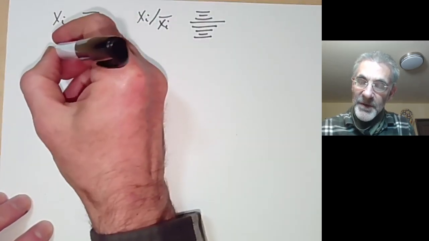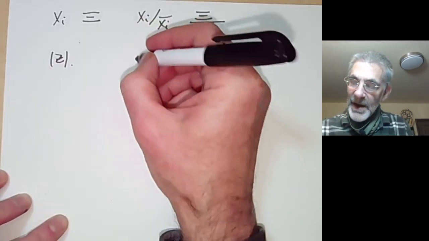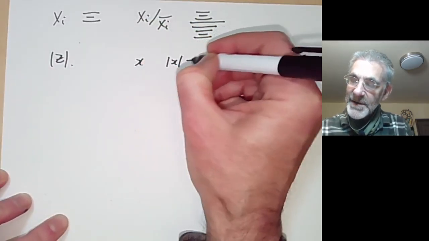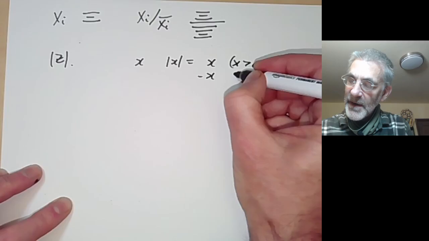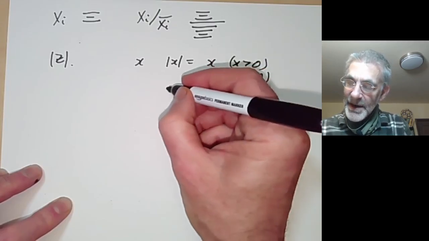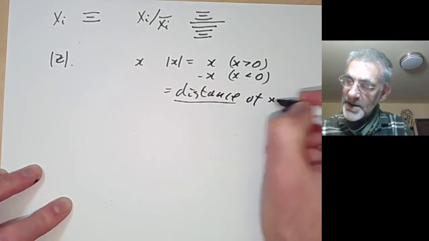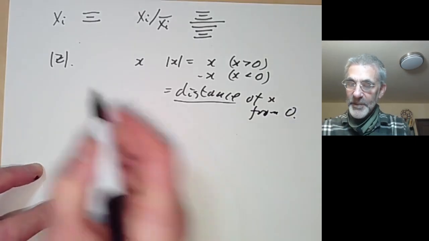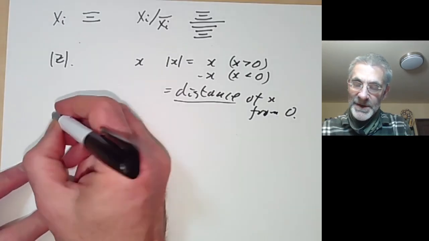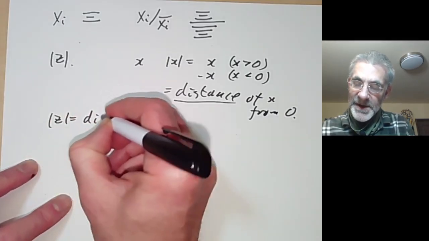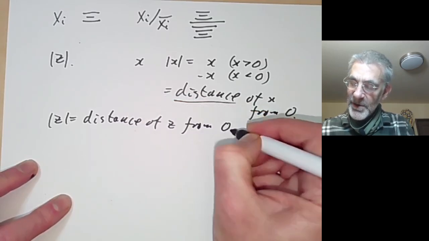Another useful property of complex numbers is the absolute value. So for a real number x, we know the absolute value of x is equal to x for x greater than 0 and minus x for x less than 0. And it's equal to the distance of x from 0. And we're going to define the absolute value of a complex number in the same way. So the absolute value of z is going to be the distance of z from 0.